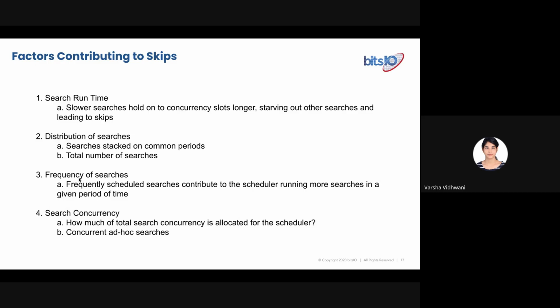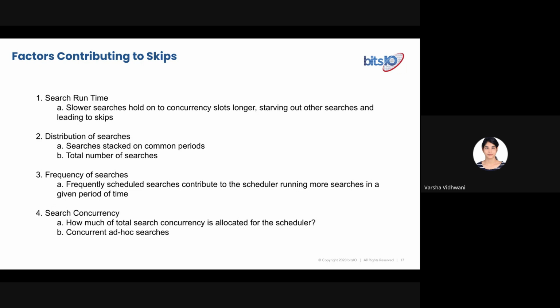Next is the frequency of searches. Searches that run very frequently, every few seconds or every few minutes, consume more scheduler resources over time. If we have too many high frequency searches, they start to crowd out the lower frequency ones, which increases the chances of skips.